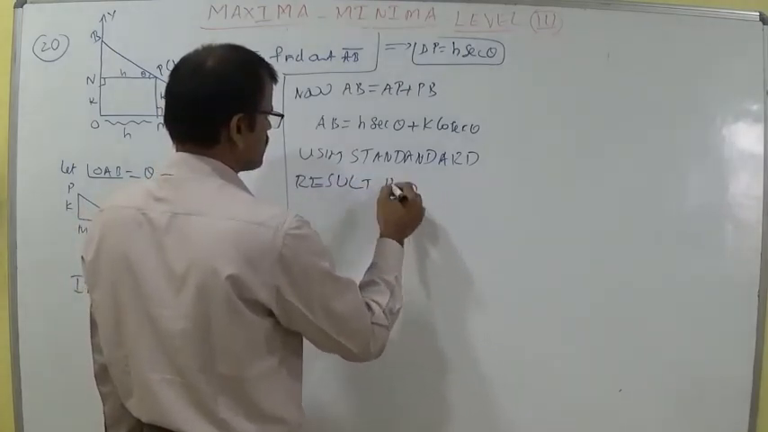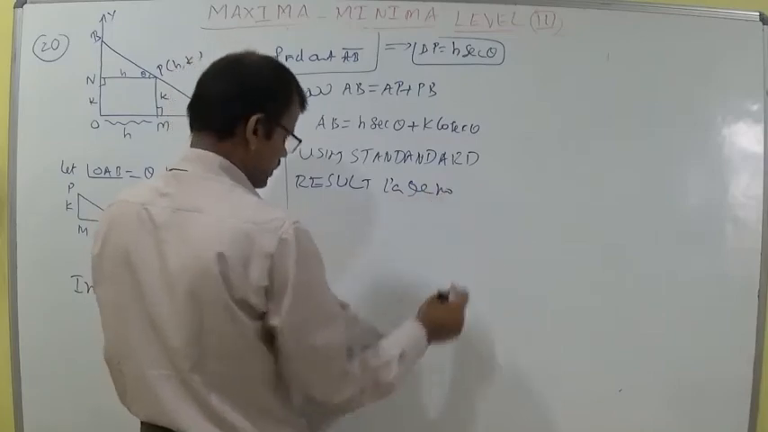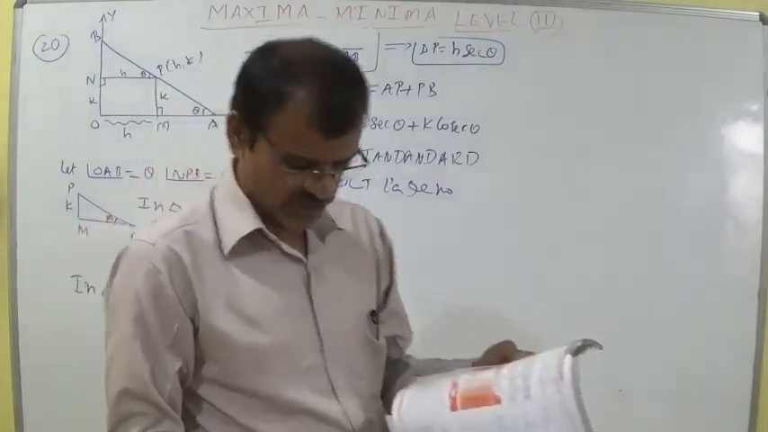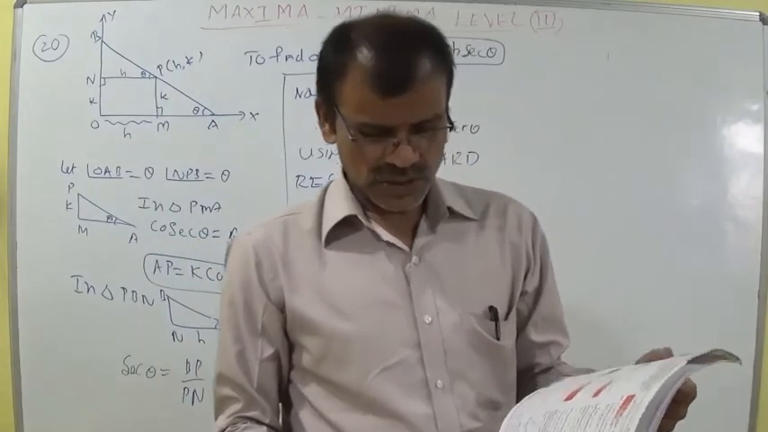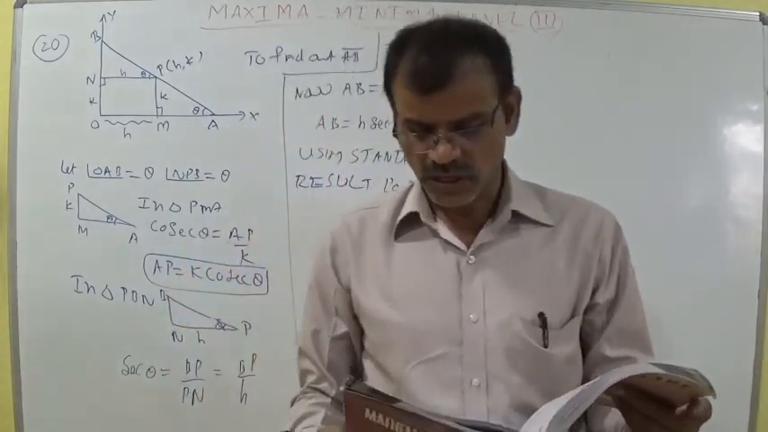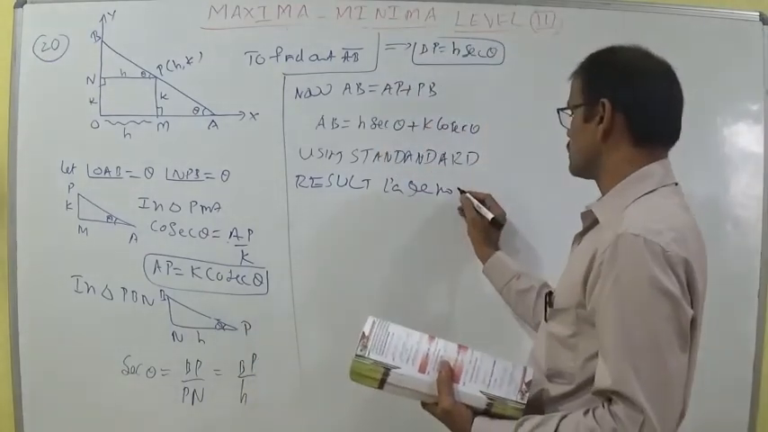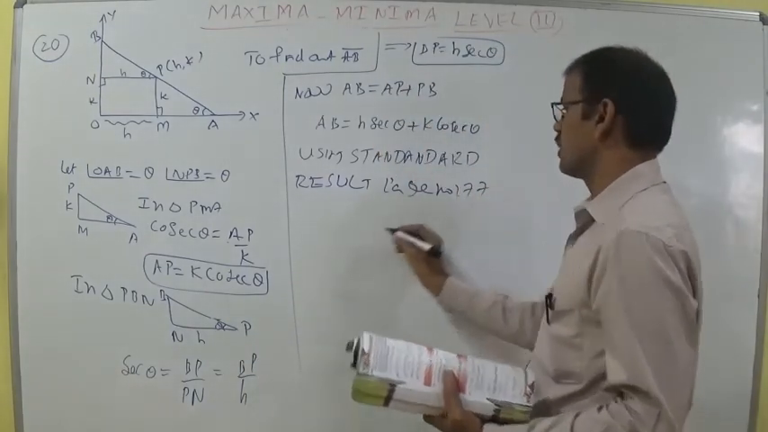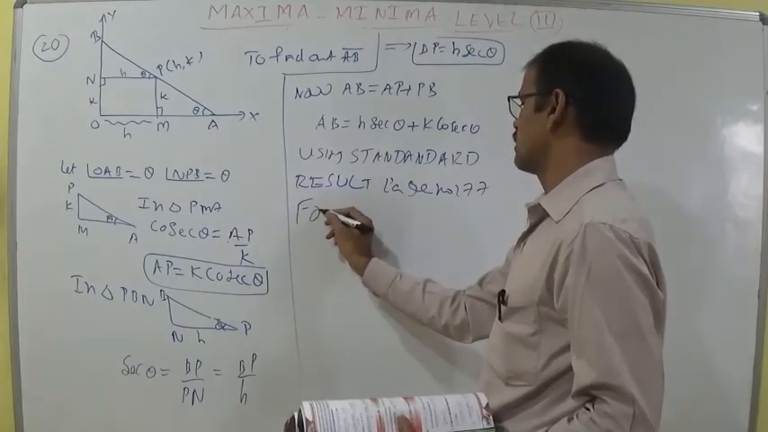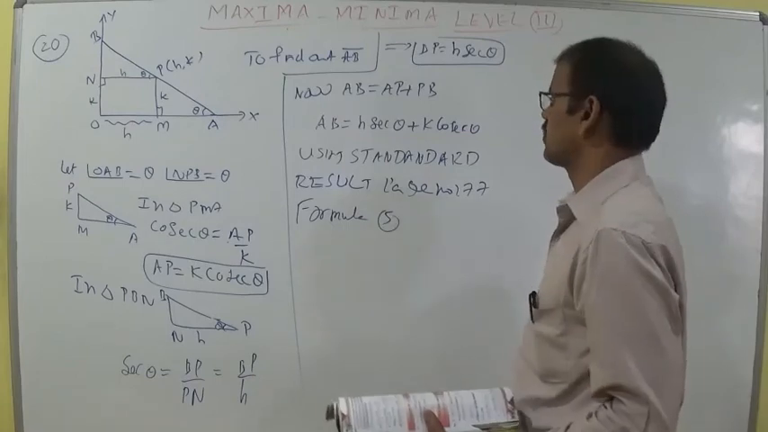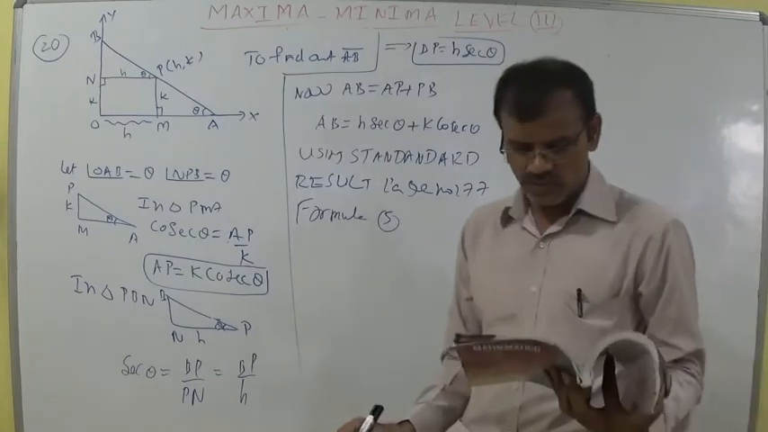Using standard result, page number 177, I think. Just wait. Page number 177. To see it, you can try to understand the fifth formula. Page number 177, formula number 5. Using standard result, the standard result given as formula number 5, that the minimum value.